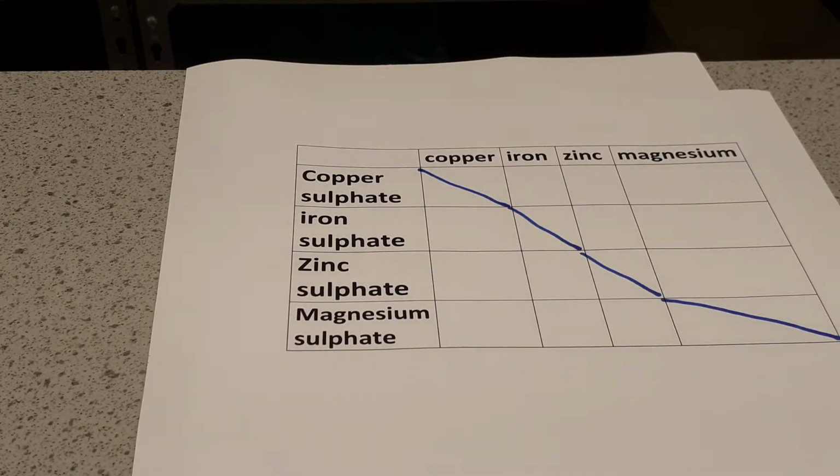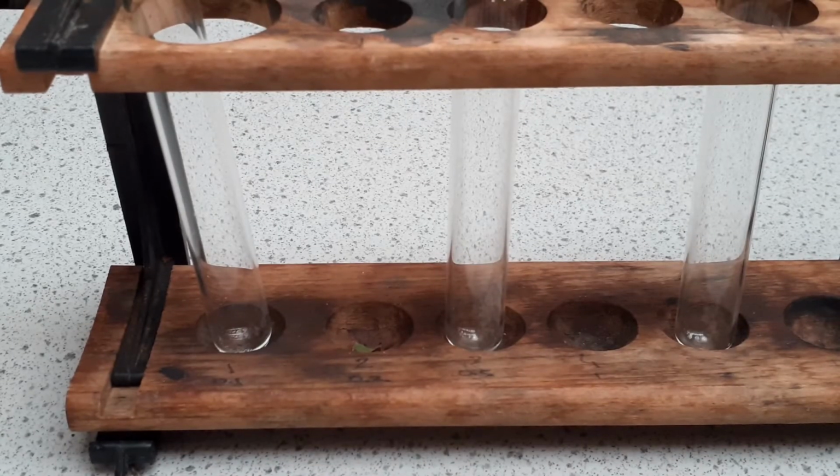Now, there is obviously no point in reacting copper with copper sulfate, iron with iron sulfate, zinc with zinc sulfate, and magnesium with magnesium sulfate, because there will be no reaction. So hence I put a line through each of them. Also, you will notice that I'm using copper sulfate, iron sulfate, zinc sulfate, and magnesium sulfate. So any reaction that occurs can only be due to the metal, not the anion. So this is our setup.